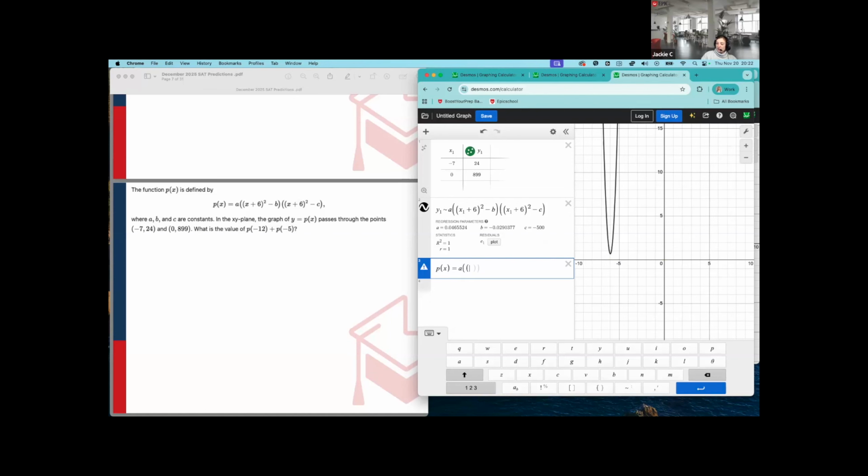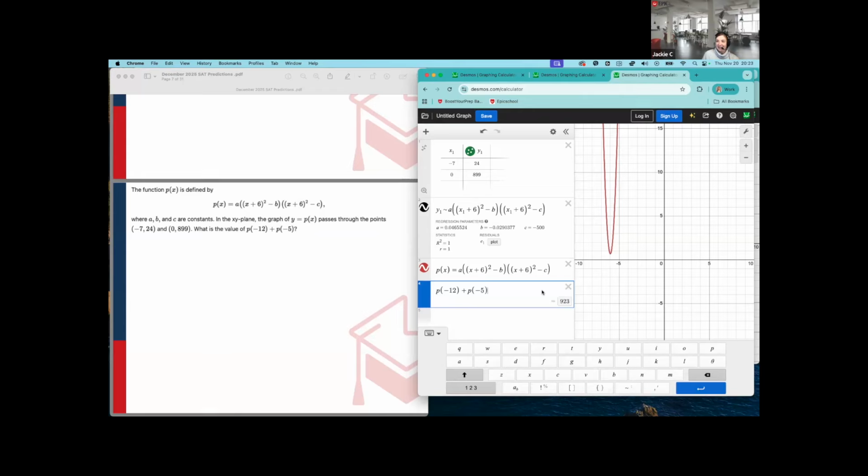So let's go ahead and do that and see what happens. So then we have x plus 6 squared, and then minus c. You see there's no sliders created because it is directly pulling from the parameters above. And then with this information, now I can directly type in for what p of negative 12 is, plus p of negative 5. And oh my goodness, that is the correct answer, 923.